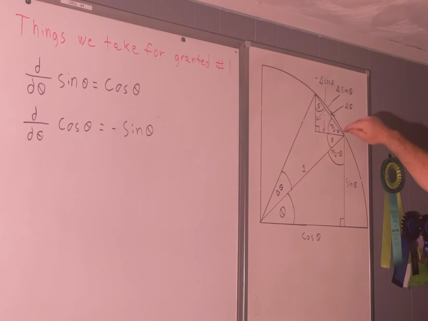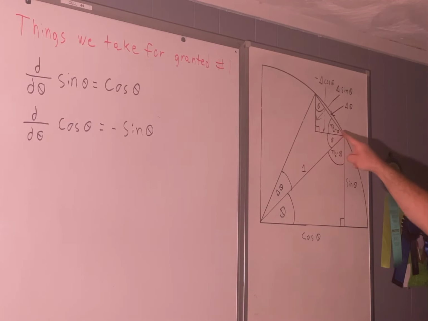So, since we have a right angle here, if this is theta, then this is pi over 2 minus theta. And if this is a right angle, and this is pi over 2 minus theta, then this must be theta. Okay, so now we have two congruent right triangles.